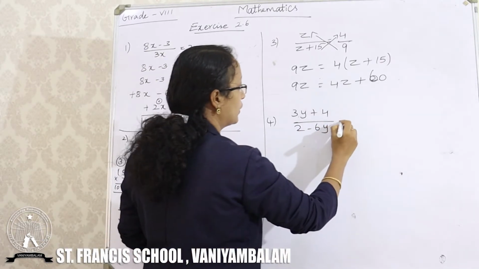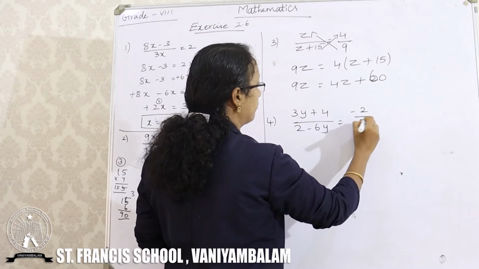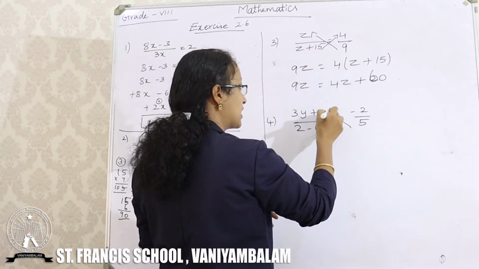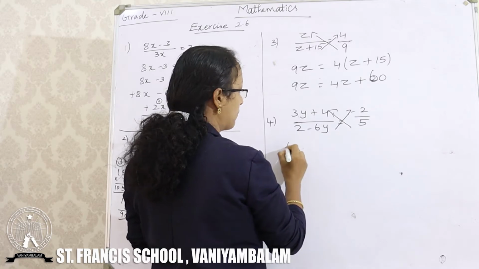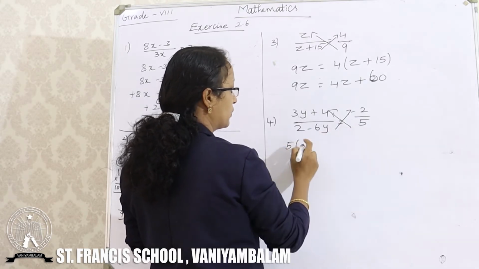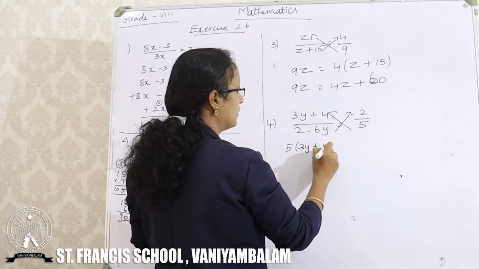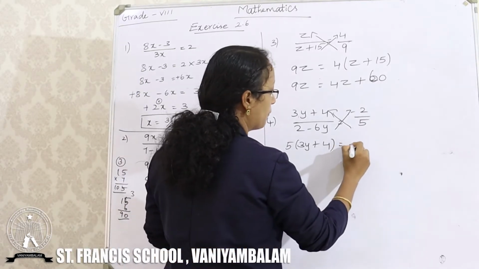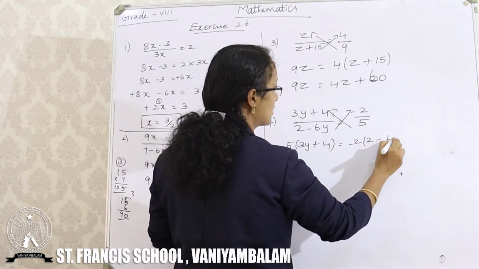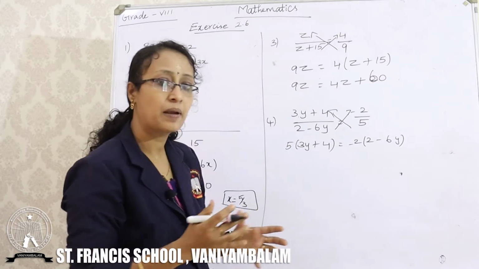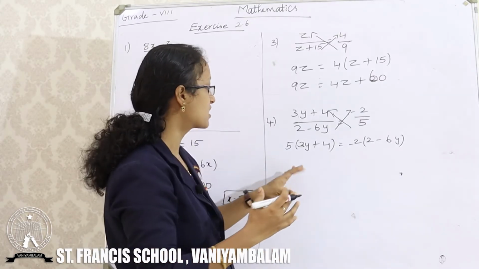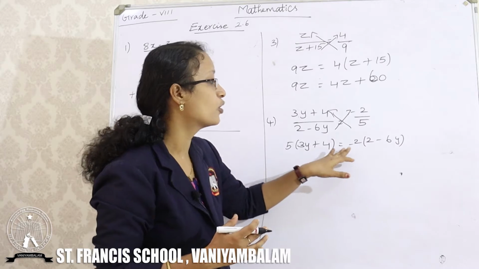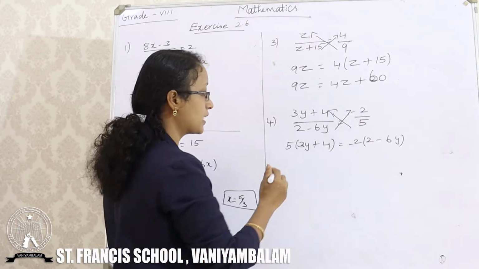6y over 5 is equal to minus 2 by 5. So again you can do the cross multiplication, since you have fractions on both sides. So you multiply this denominator with this numerator. 5 into 3y plus 4 is equal to minus 2 into 2 minus 6y. Now the equation is 5 into 3y plus 4 and minus 2 into 2 minus 6y.